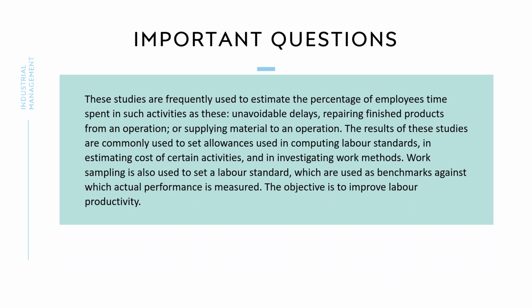These studies are frequently used to estimate the percentage of employees' time spent in such activities as these: unavoidable delays, repairing finished products from an operation, or supplying material to an operation. The results of these studies are commonly used to set allowances used in computing labor standards, in estimating cost of certain activities, and in investigating work methods. Work sampling is also used to set a labor standard, which is used as a benchmark against which actual performance is measured. The objective is to improve labor productivity.